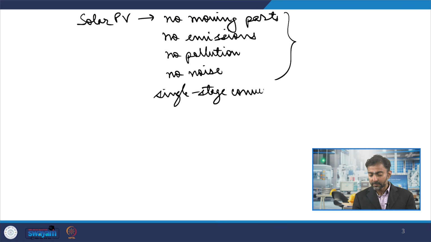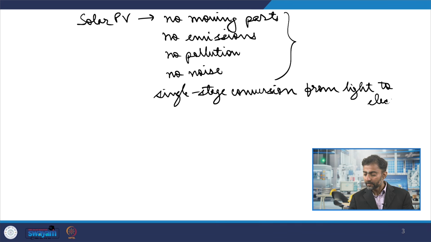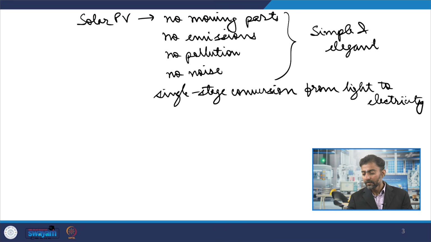As we just now discussed, it is just a single stage conversion from light to electricity. So due to these reasons, many a times we say that solar PV is one of the most simple and elegant ways of producing electricity, right. So that is the uniqueness of solar PV.